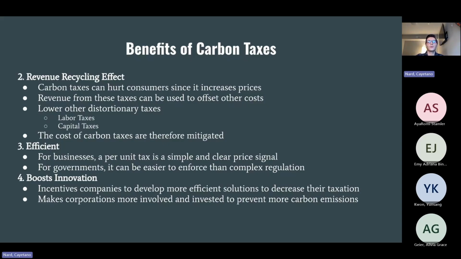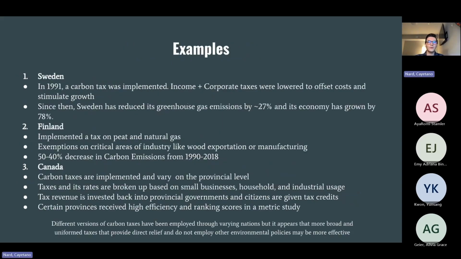And it can also make corporations more involved and invested to prevent carbon emissions and participate more in the fight against climate change. So one example is Sweden. In 1991, they implemented a carbon tax, and they did this alongside an income and corporate tax decrease to offset the costs and to stimulate growth. Since then, they've reduced their greenhouse gas emissions by around 27%, and its economy has grown by 78%. So we can see that it's been very effective.